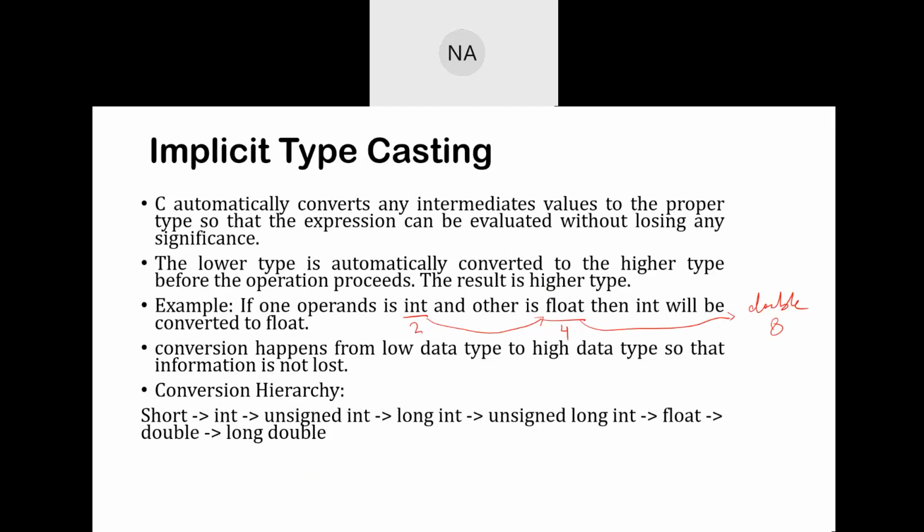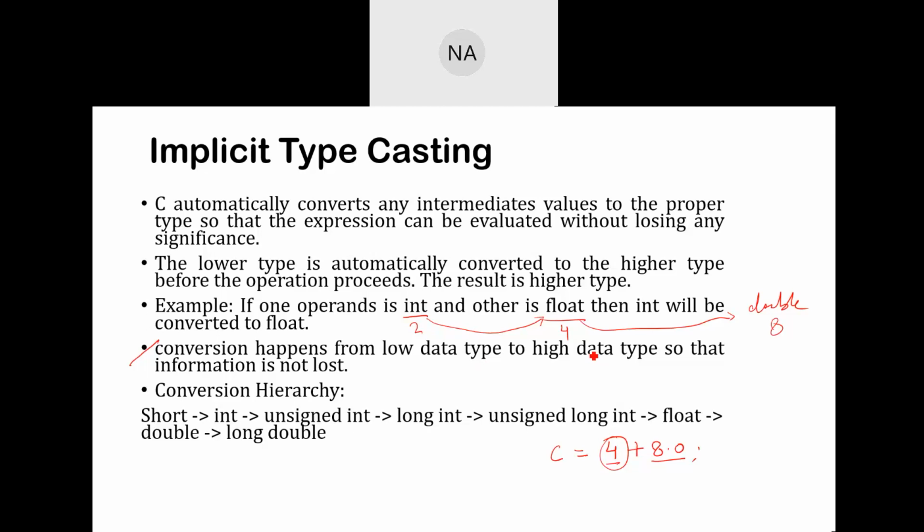It means that when you perform, say, c is a variable, and c is equal to 4 plus 8.0. So 4 and 8 are constants. This is an integer constant, and this is a float constant. So the integer 4 will be converted automatically into 4.0. So conversion always happens from low data type to high data type.